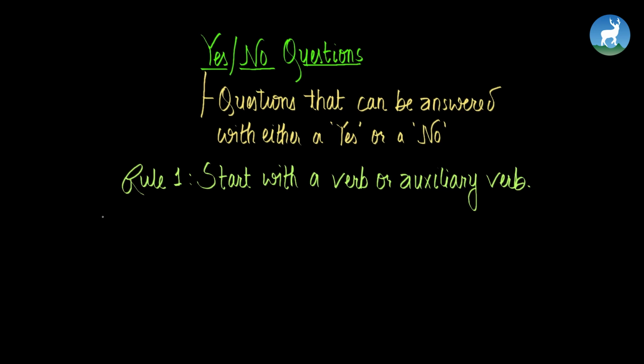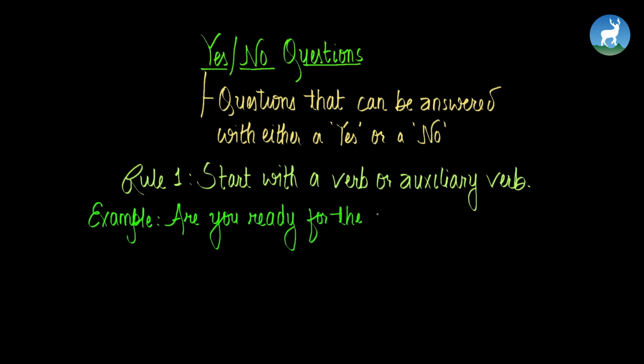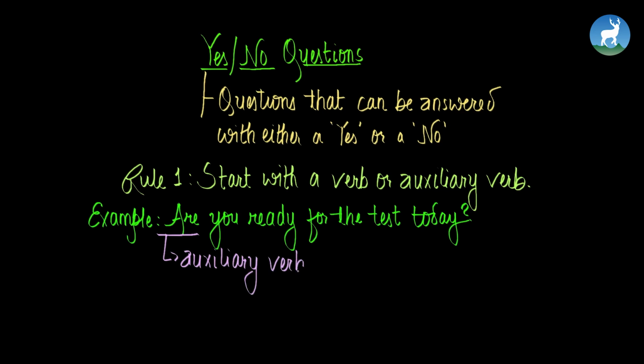Let's take an example. Are you ready for the test today? Alright, what does this sentence tell us? Here, as you see, the beginning of the sentence is "are", and "are" is an auxiliary verb. We're asking a question in such a way that the answer comes out with either a yes or no.